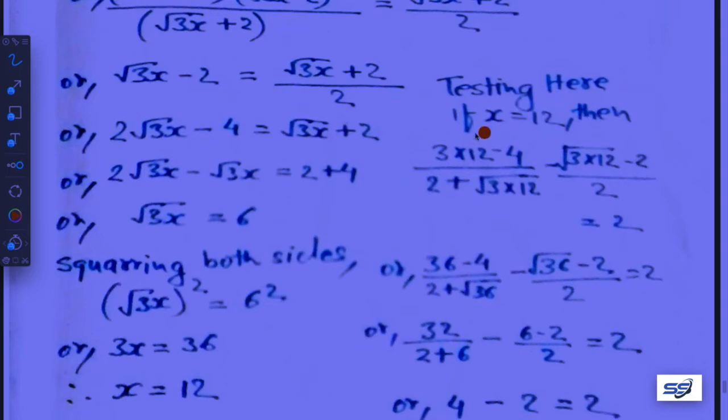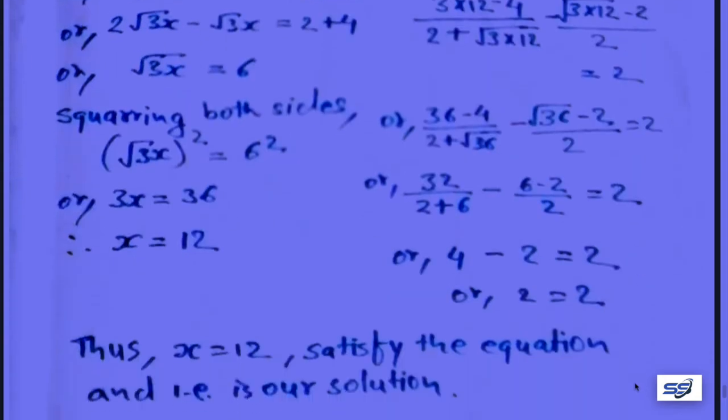Testing here, if x equals 12, then (√(3×12)−4)/2 plus (√(3×12)−2)/2 equals 2. On putting x equal to 12, we get the original equation in this form: (√36−4)/2 plus (√36−2)/2 equals 2. So 36 minus 4 is 32.